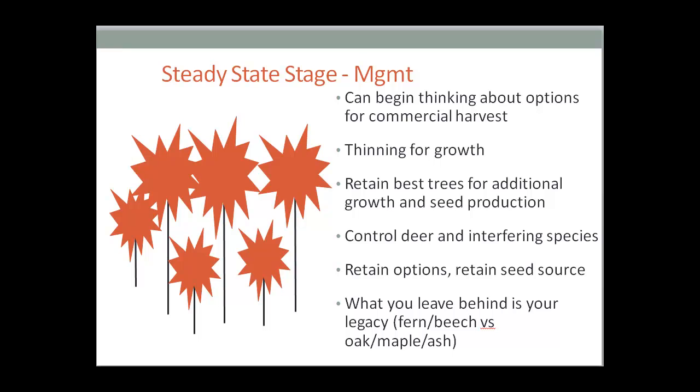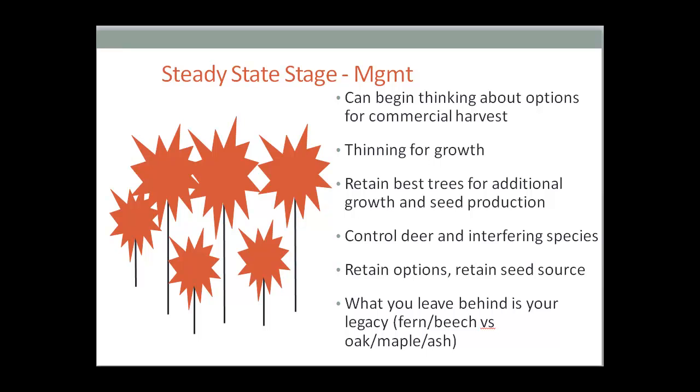Management here can be fully commercial, the opportunity to thin. Remember, thinning is the process where we're trying to influence the characteristics of the current forest. We're not trying to regenerate the forest. So we're trying to concentrate growth on those best trees, and those best trees will eventually be used for the production of seed. It's important to be alert to the presence of deer and interfering species.